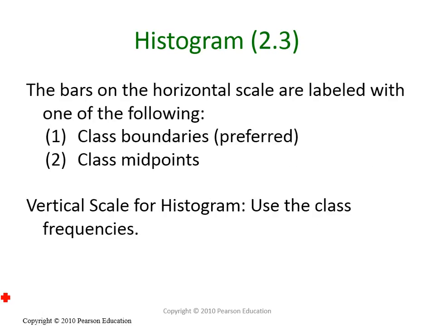The bars on your horizontal scale are labeled with one of the following. Class boundaries are preferred, where you're listing the lower class boundary and the upper class boundary, not limits. Sometimes you'll see class midpoints listed, especially in different presentations. The class midpoint makes it more challenging if somebody wants to work backwards and find the lower and upper limits, because you actually have to do some work to get to that point. Whereas if you give the boundaries, it's pretty straightforward to find where the midpoint would be. The vertical scale for the histogram uses the class frequencies.